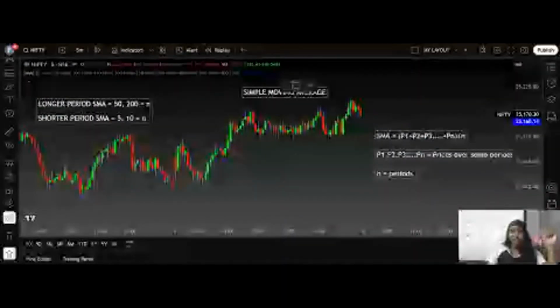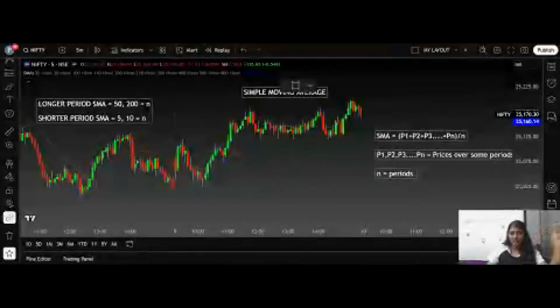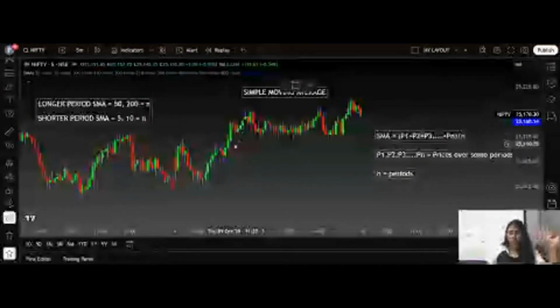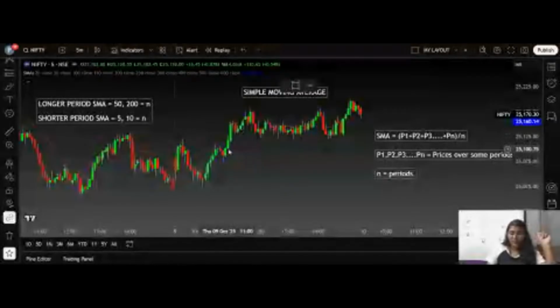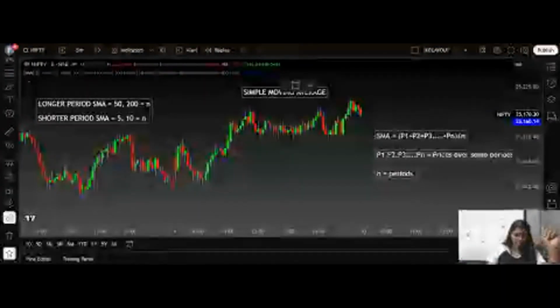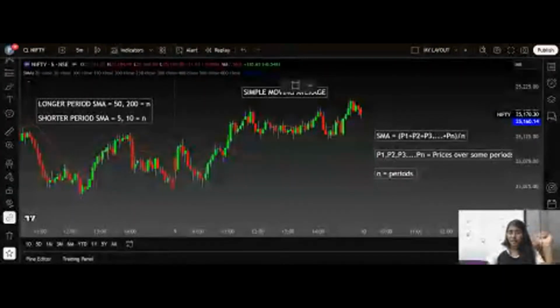This is the definition of SMA, how traders use SMA. If the price goes above this SMA line, then we call it an uptrend or a bullish trend. If the price crosses below the SMA, then we can call it a bearish trend or a selling trend.